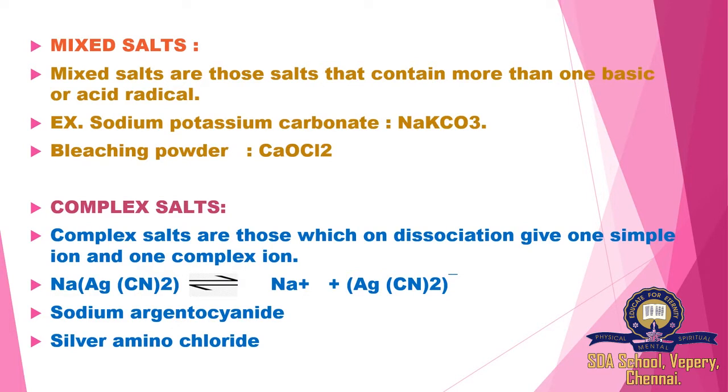Our next salt is the complex salt. This is the last salt. Complex salts are those which on dissociation give one simple ion and one complex ion. So it's very complex, two or more elements are present in that.